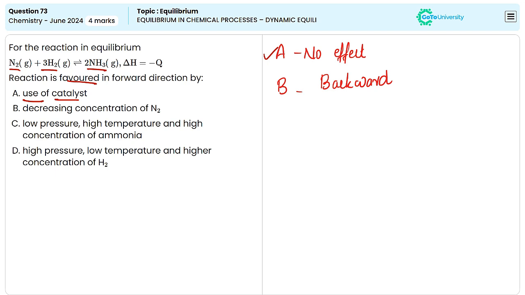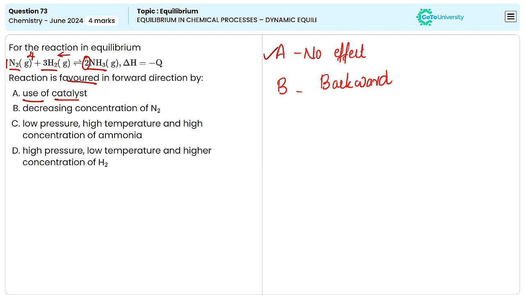And the third one is given as low pressure, high temperature and high concentration of ammonia. When pressure is decreasing, the reaction will move in the direction where the number of moles increases. So here 1 mole of nitrogen and 3 moles of hydrogen are taken. So the total number of moles on the reactant side is 4 and that of the product side is 2. So when pressure is decreasing, the backward reaction will take place, that is from 2 moles to 4 moles.